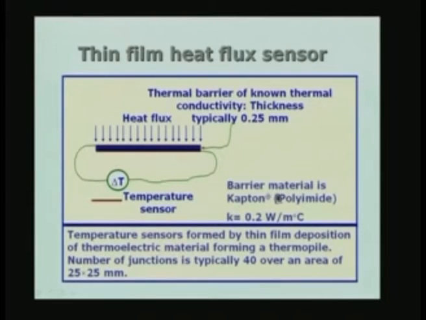And the barrier material usually is made of Kapton. This is a registered trademark of the material, which actually is polyimide, it is the chemical name for it, and it has got a thermal conductivity of about 0.2 watts per meter degree Celsius. So, let us look at the typical behavior of this heat flux sensor by working it out on the board.